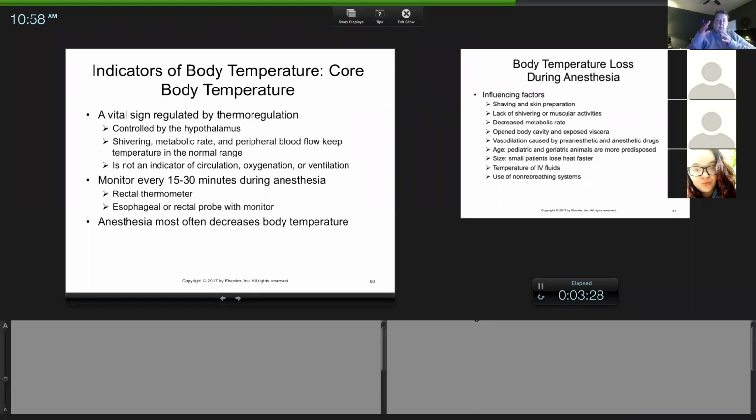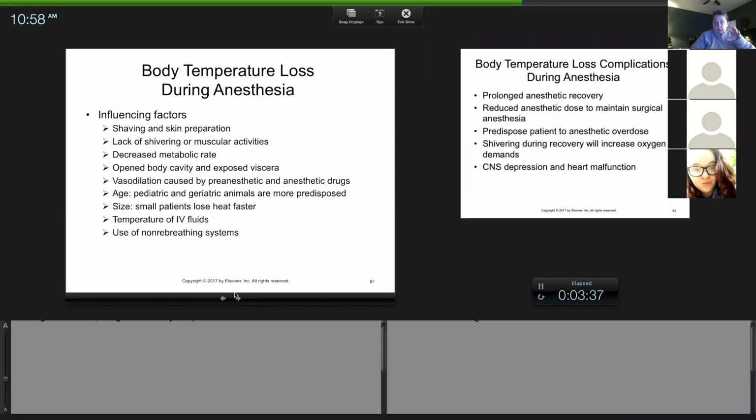But if they were doing something to the head and neck area, you could always put it in the rectum. It is definitely going to decrease. And these are all the reasons, and I want you to be able to tell me multiple reasons. Why does the temperature drop during anesthesia and surgery?